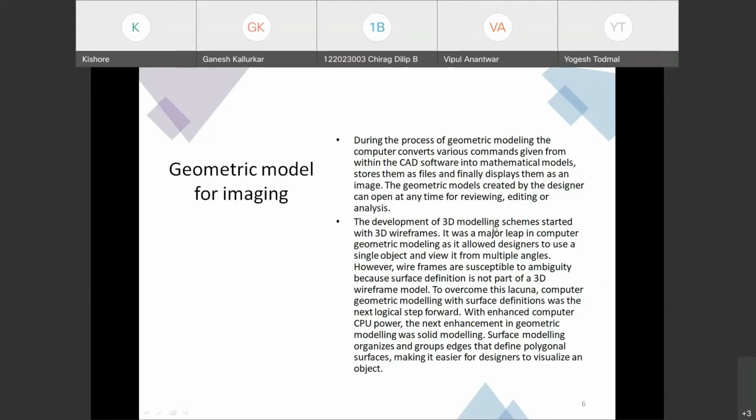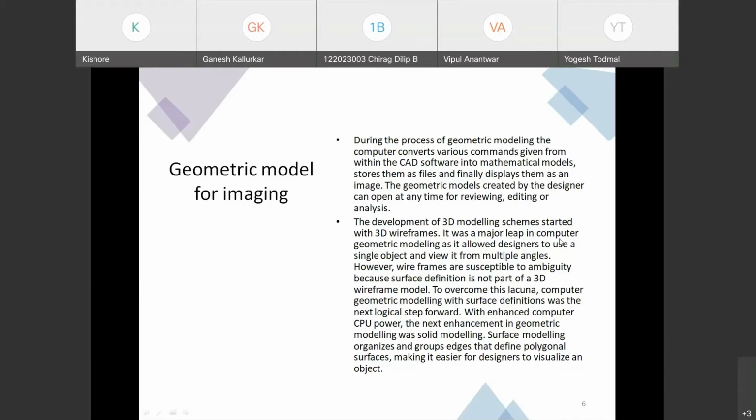The development of 3D modeling schemes started with 3D wireframes. Like I said in the previous slide, 3D modeling initially started with 3D wireframes. It was a major leap in computer geometric modeling, because initially only 2D modeling was possible. Either you could see the front view, side view, or isometric view, but in two dimensions. With the advent of wireframe models, you could visualize with some imagination in a 3D image, in 3D space.